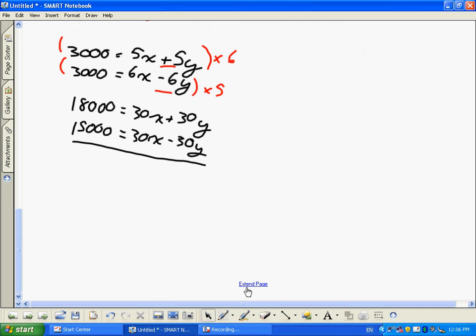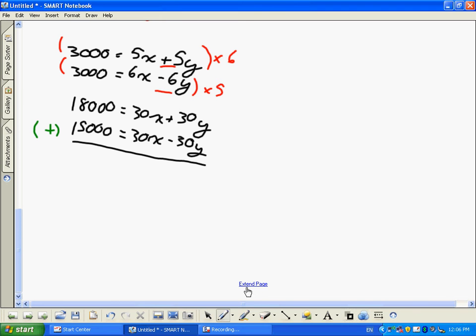Only difference this time is I need to use a different operation. Anyone know which operation we should use? Jeffrey. Addition. Yeah. Good job, Jeffrey. Okay. If we add these together, positive 30 plus negative 30 is 0. It's going to get rid of them. So last time we used subtraction, this time we're using addition.